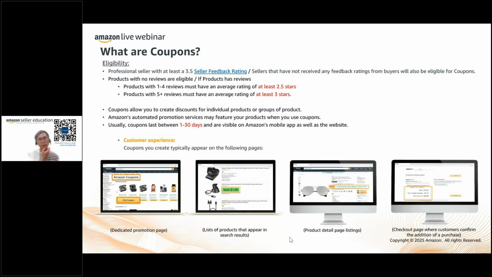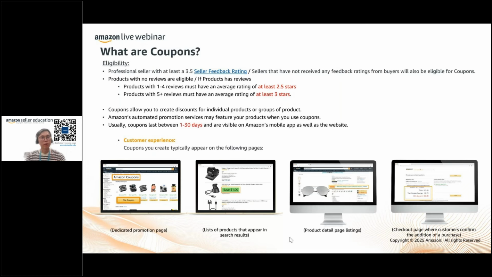So what are coupons? All right, you see the user experience below, where it shows the different pages and different sections that a running coupon will appear in to the customer, how having a coupon looks like. Now, there is some eligibility you need to be aware of. You need to be a professional seller, meaning that you are using the professional selling plan with at least a 3.5 seller feedback rating, or if you do not have any feedback rating, you will also be eligible to use coupons.